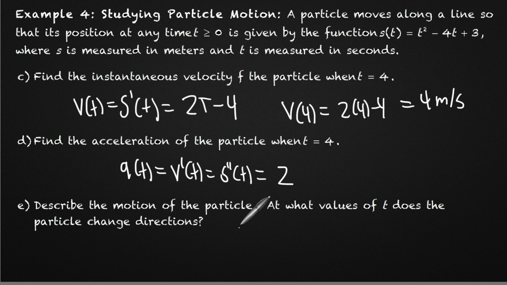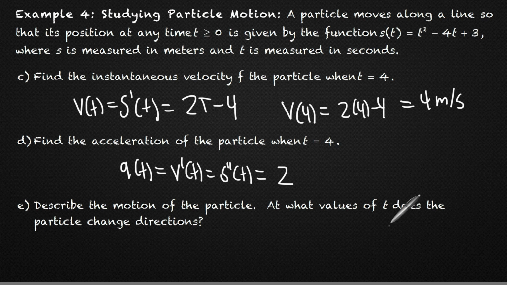All right, so we want to describe the motion of this particle. At what values of t does the particle change directions? Okay, so let's talk about that. A particle changes directions when its velocity is 0.